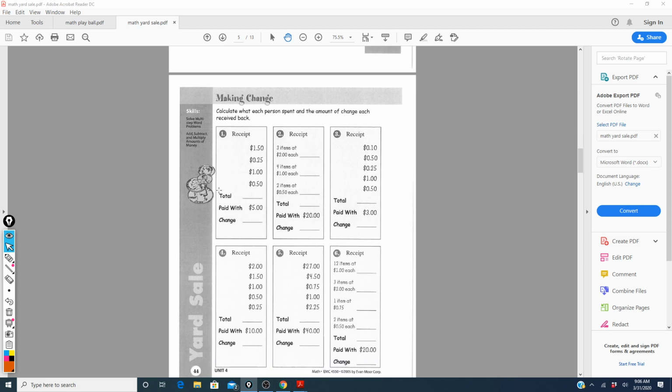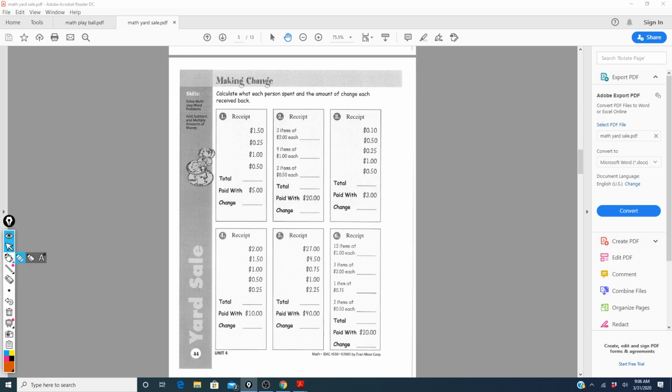So we're going to the making change part, where a lot of this is dealing with multiplying, adding, and subtracting amounts of money, but dealing with multi-step word problems. So is this calculating what each person spent and the amount of change each received back? I certainly hope most of you can at least do this for the most part.